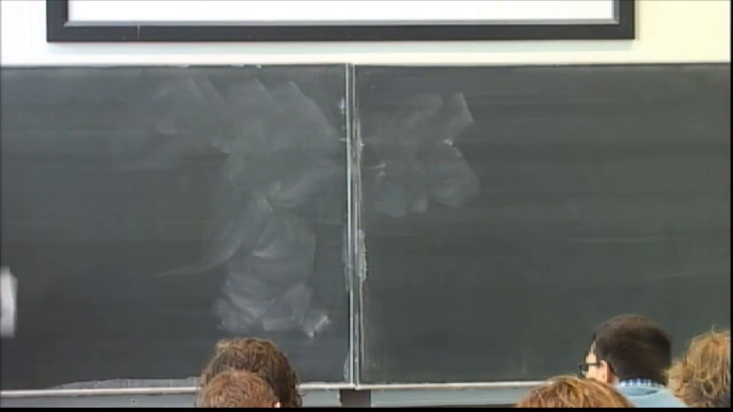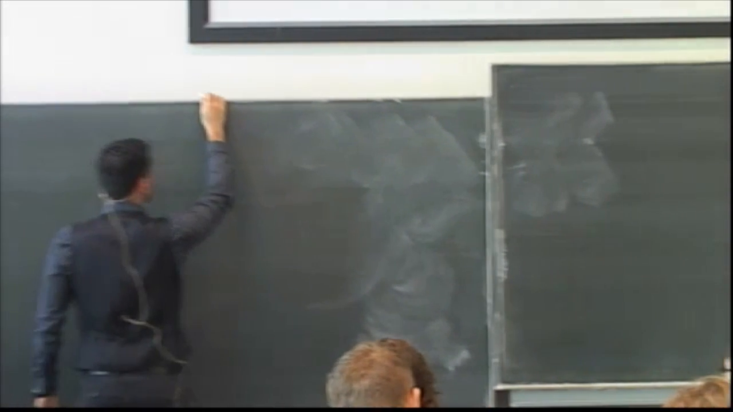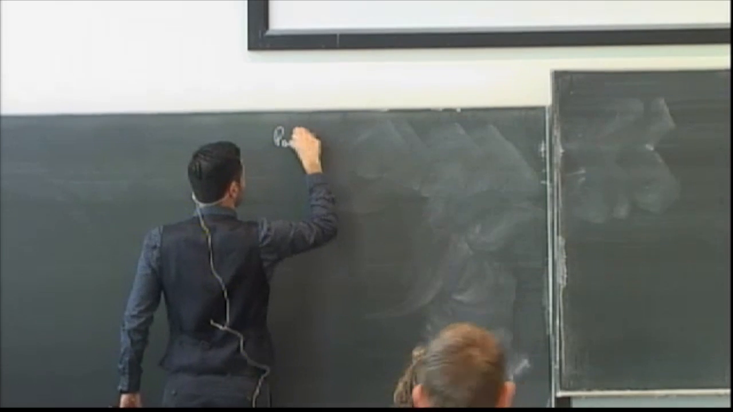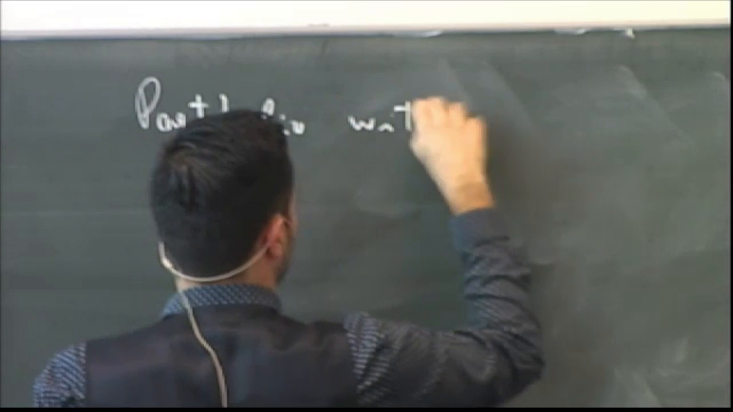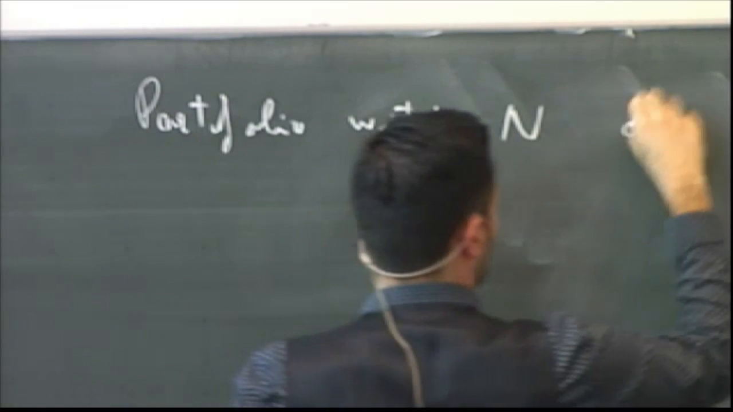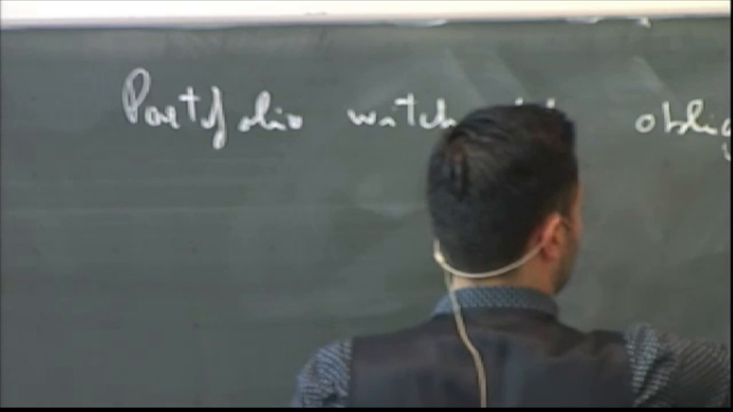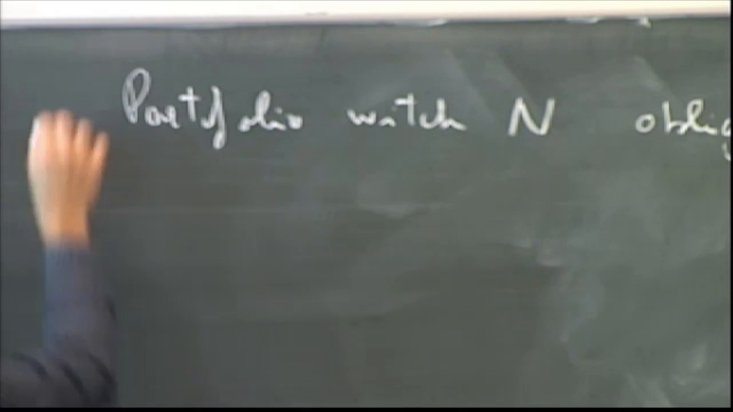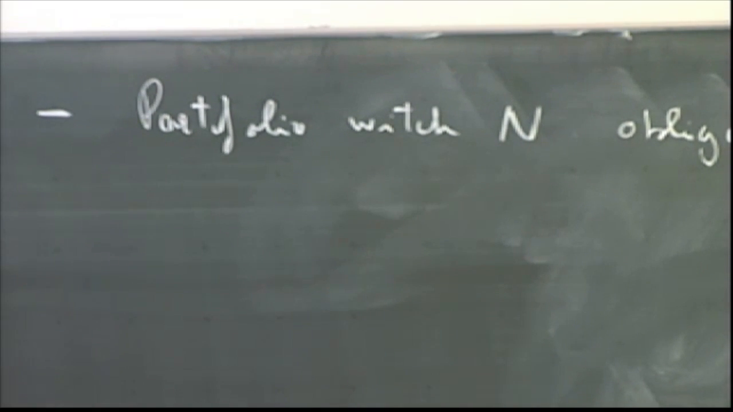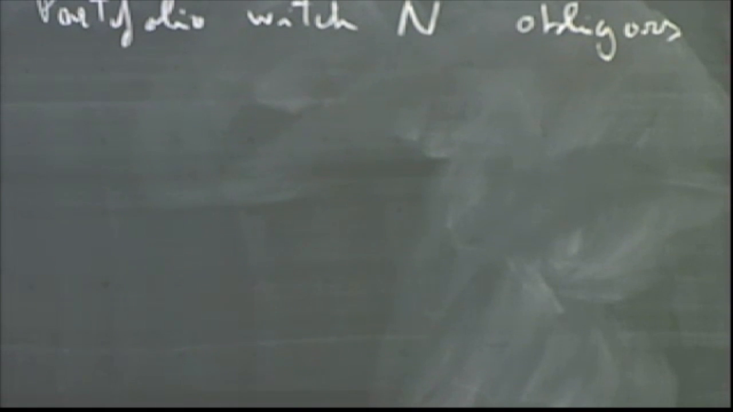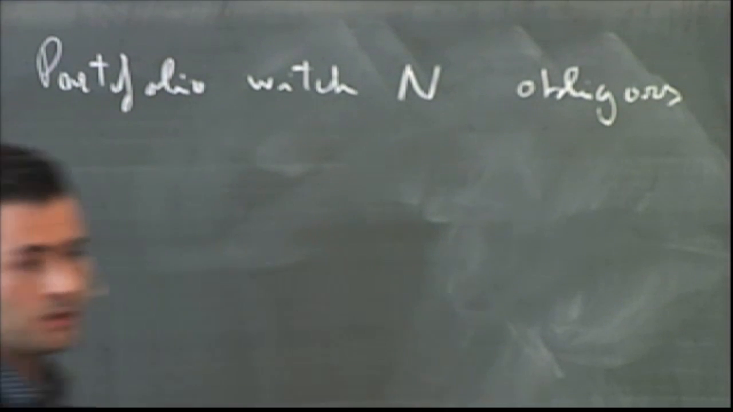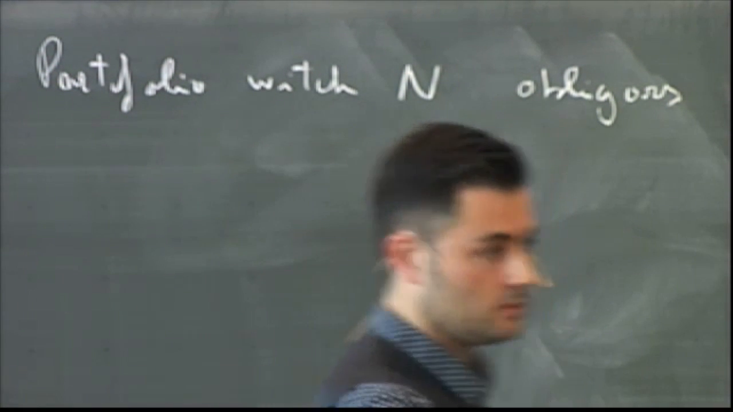Okay, so we start, and the idea is that we have a portfolio. So we have one portfolio with n obligors. So this is the starting point. Then we assume that for each obligor, we know the default rate over 1 year.